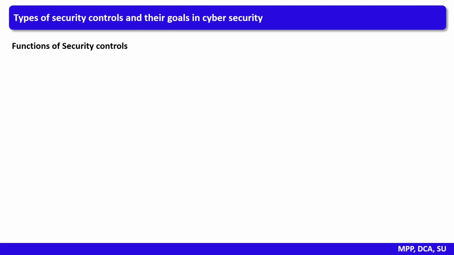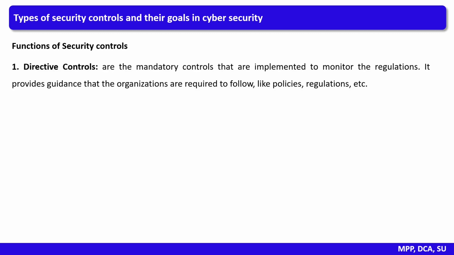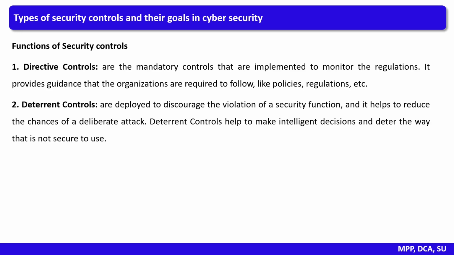Now let us discuss the functions of security controls. To start with, directive controls. Directive controls are the mandatory controls that are implemented to monitor the regulations. They provide guidance that the organizations are required to follow, which includes policies and regulations.